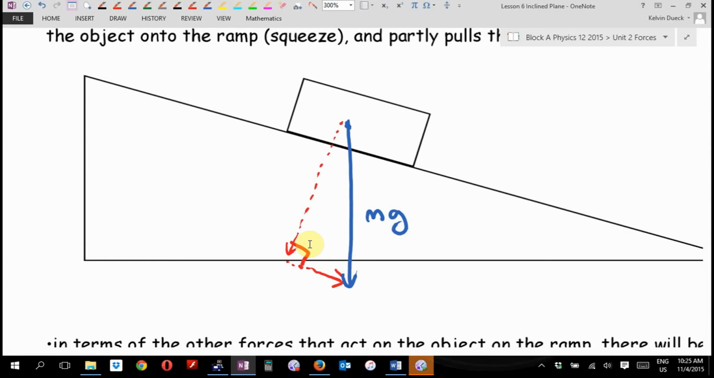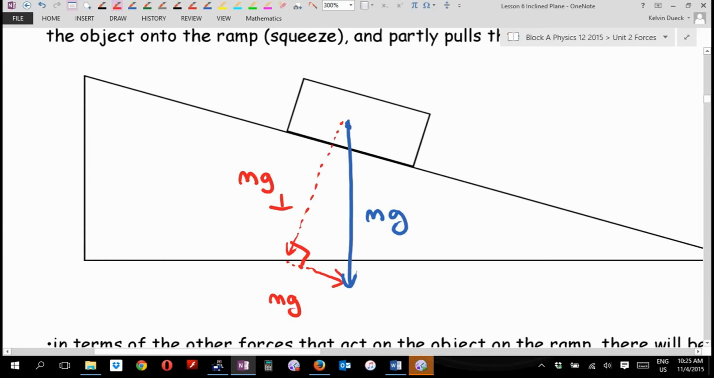Parallel and perpendicular. And I'm going to label these as follows. I'm going to call this mg. Hey, is there a symbol for perpendicular? Turns out there is. Does anybody know what the perpendicular symbol in geometry is? It's an upside down capital T. It's two lines at a right angle. And I'm going to label this one as mg perpendicular.